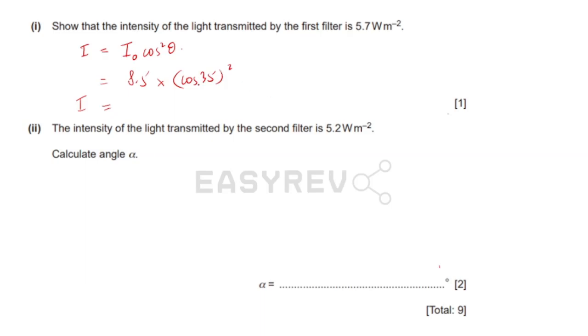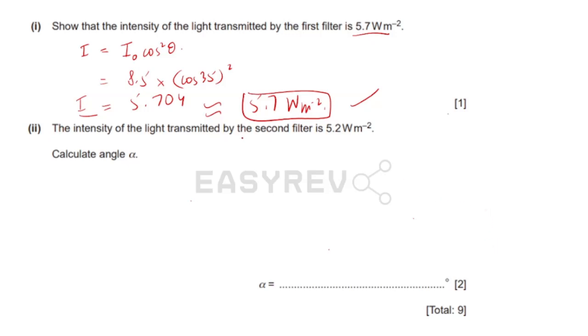So cos 35 whole square gives you 0.671, and this you multiply with 8.5 and you'll get 5.704. So even if it's not an exact 5.7, it does round off to 5.7 when you round it off to the first two significant figures, watt per meter square. Right? So you have successfully proven this. Alright, let's move to the last part.